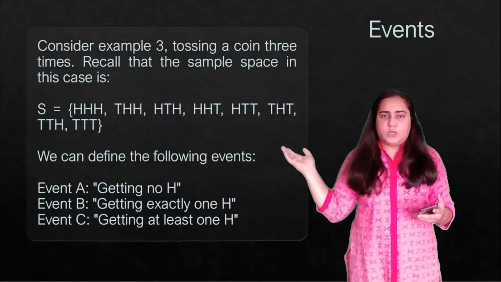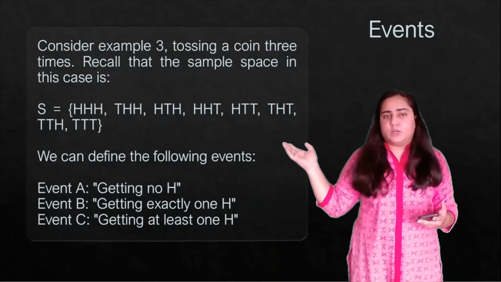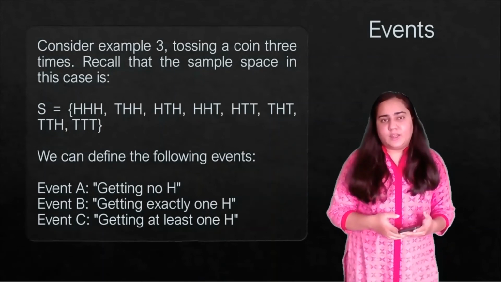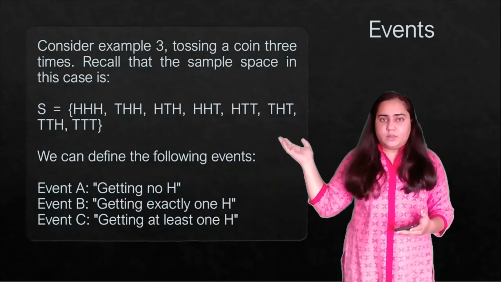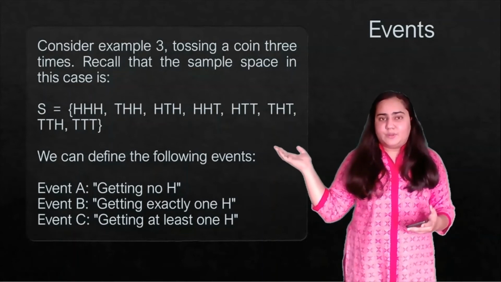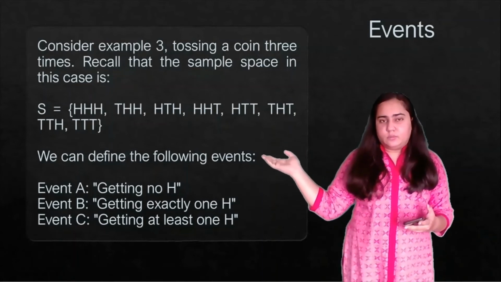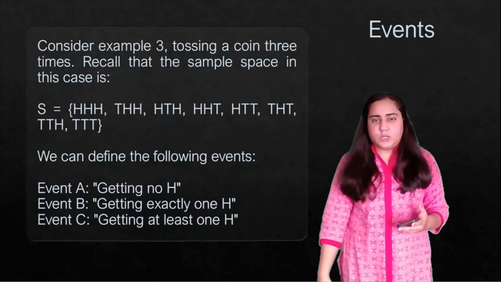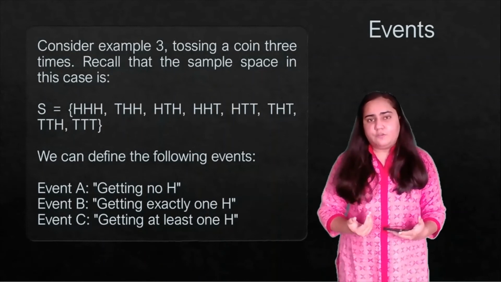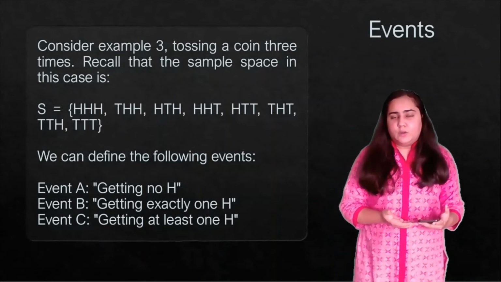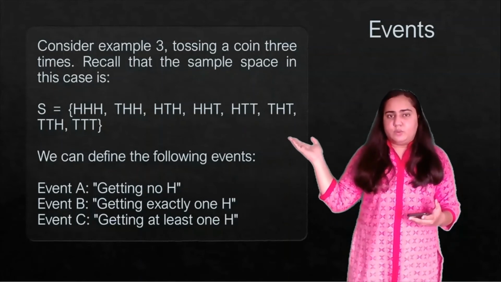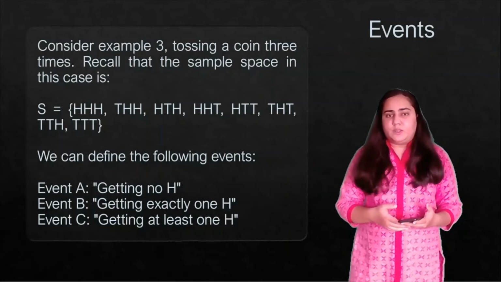How many such samples are there? You can simply count from the list that you have. There is no H in one sample, which is the last one. So A is an event of getting no H, and then you can find out the probability of this, which obviously would be 1 divided by 8, since there is only one such sample where there is no H.